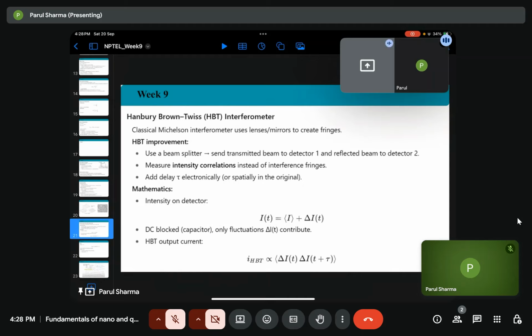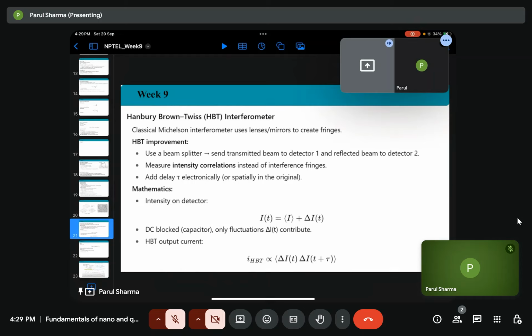So the HBT interferometer is a classical Michelson interferometer that uses lenses and mirrors to create fringes. But what is the improvement? In spite of lenses or mirrors, we use a beam splitter. That is, we are sending the transmitted beam to detector one and the reflected beam to detector two, and then we will measure the intensity correlations instead of interference fringes, and we will add delay electronically or spatially in the original.